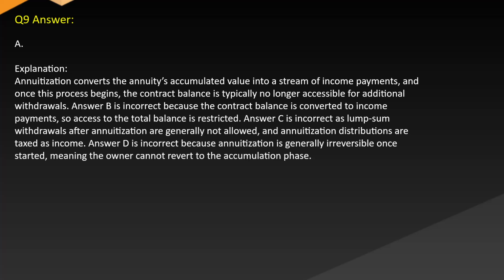Answer A. Explanation: annuitization converts the annuity's accumulated value into a stream of income payments, and once this process begins, the contract balance is typically no longer accessible for additional withdrawals. Answer B is incorrect because the contract balance is converted to income payments, so access to the total balance is restricted. Answer C is incorrect, as lump sum withdrawals after annuitization are generally not allowed, and annuitization distributions are taxed as income.